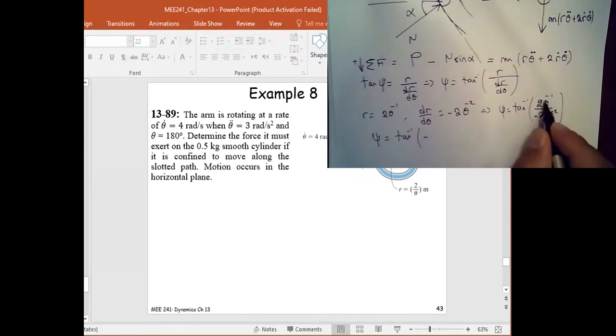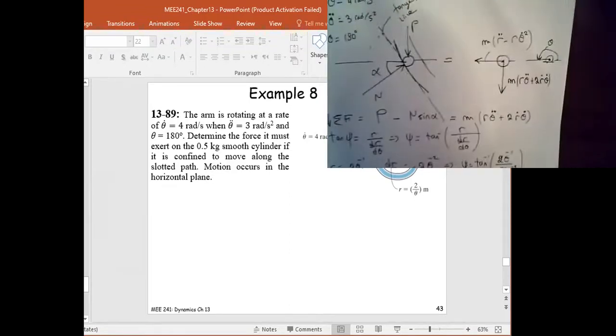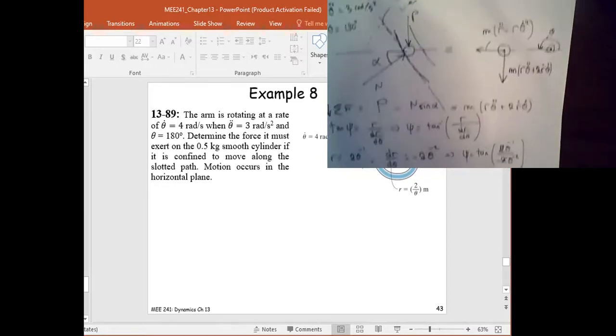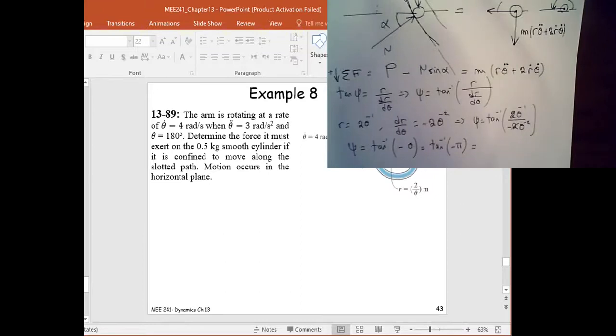So I'll do minus, I have theta to the minus 1 over theta to the minus 2, so it will become theta, right? But what is theta at the instance where I'm finding phi? If you look here, theta is equal to pi. So I'm trying to find this angle phi when theta is equal to pi. Okay, so inverse tangent of minus pi. If you do that, I think you will get something like 72 degrees. So a tan of pi is 1.26 radians, converted to degrees.